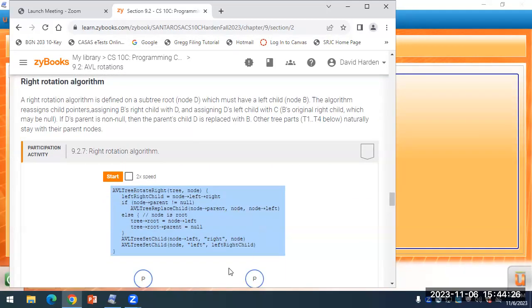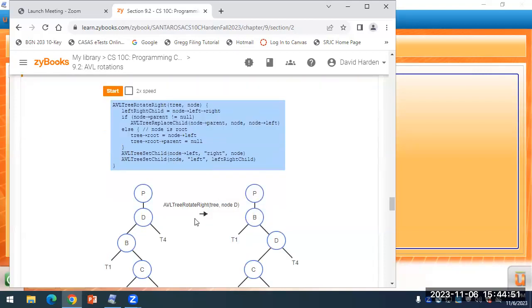So now we're getting into some code, right? And let's just stare at it for a second. So rotate right. I don't know what this means. Left, right child gets node arrow. Okay, I get it. So node arrow, left arrow, right. So we're rotating right at D.